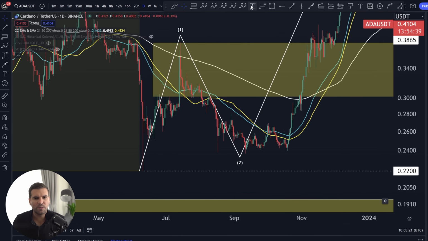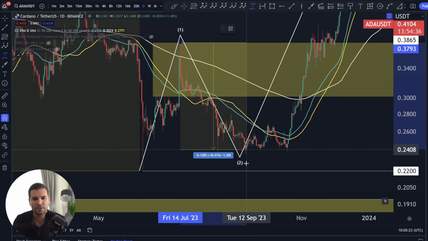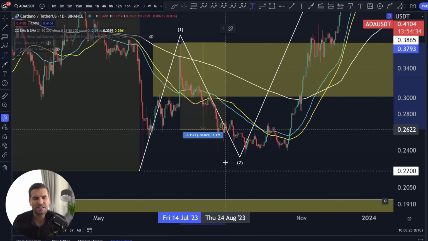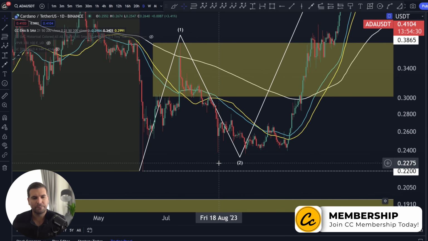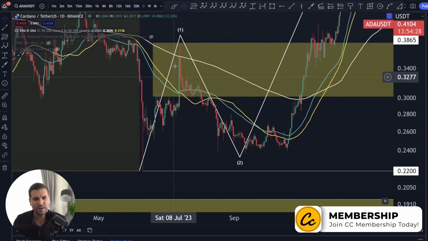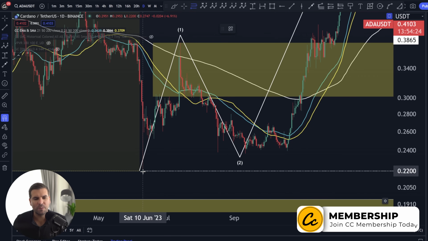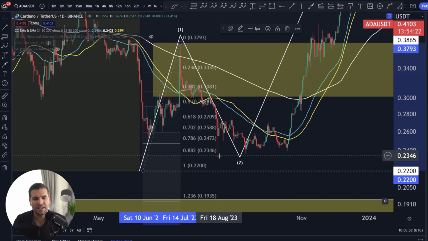This correction was pretty deep for Cardano. It was a correction of 36, actually it's a little bit less than that, it's 37.25%. Okay, we saw this great run to the upside and we retraced the majority of it on the way down. For example, this one here came down to 88.2% of that move to the upside.